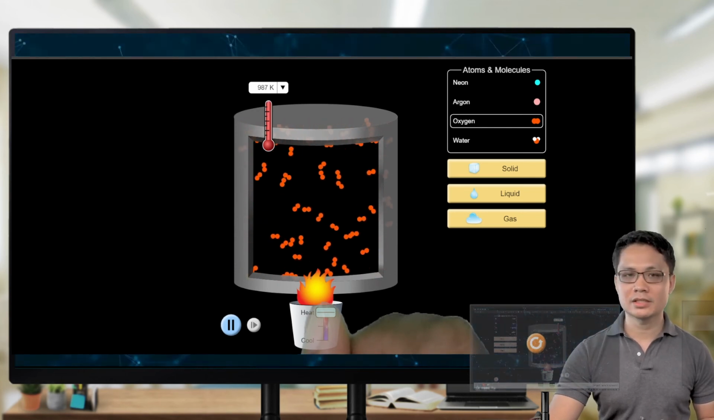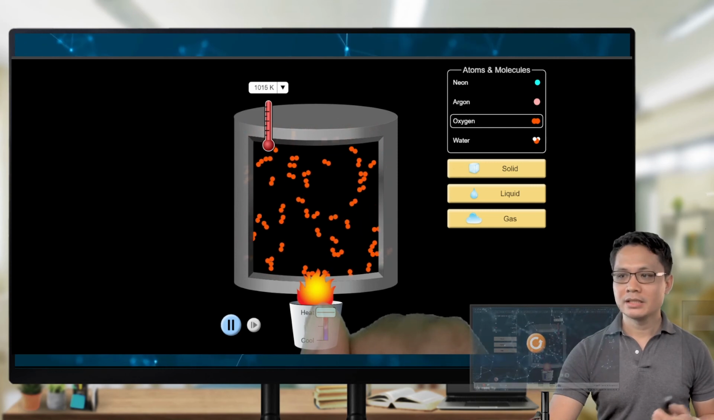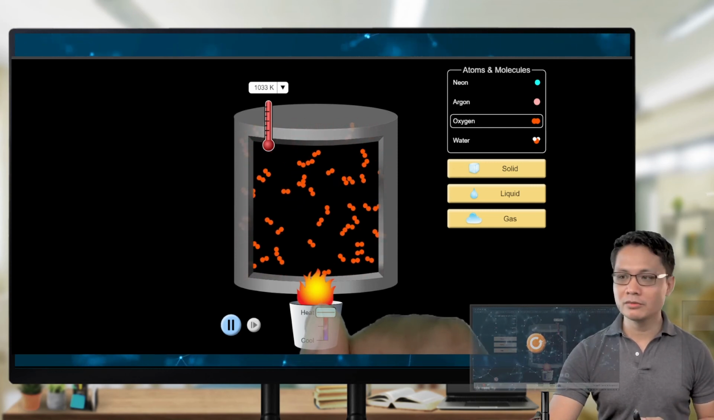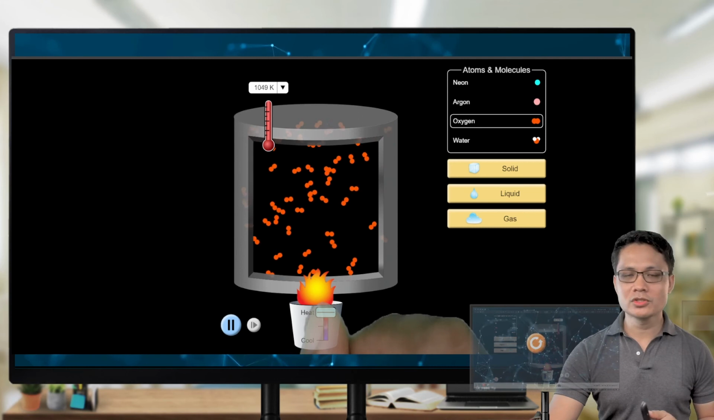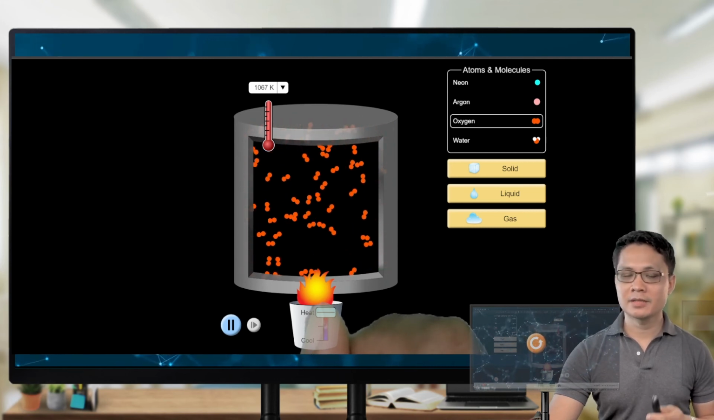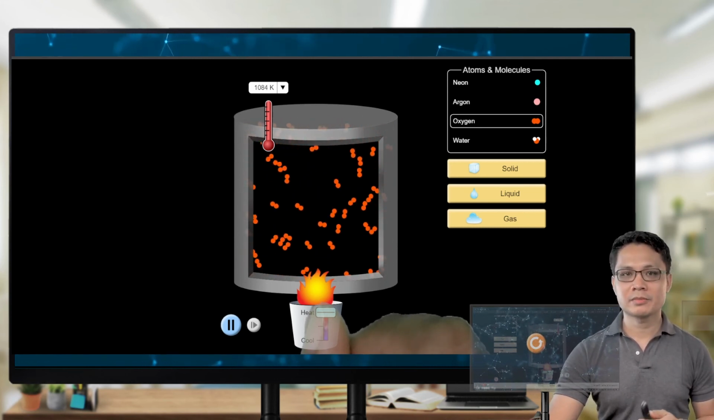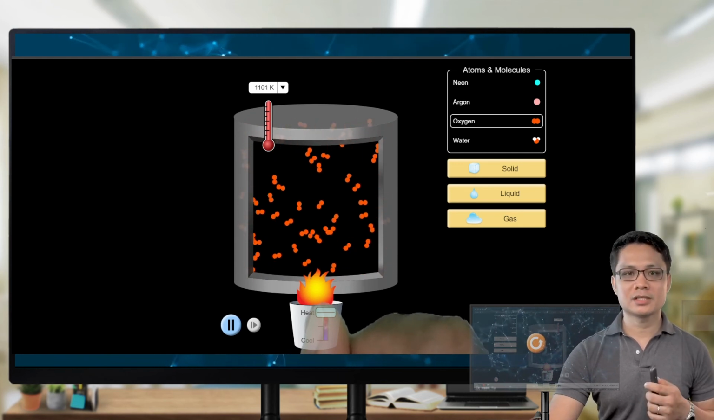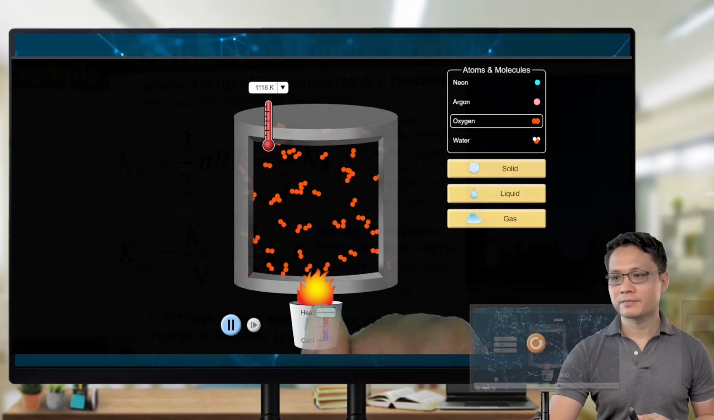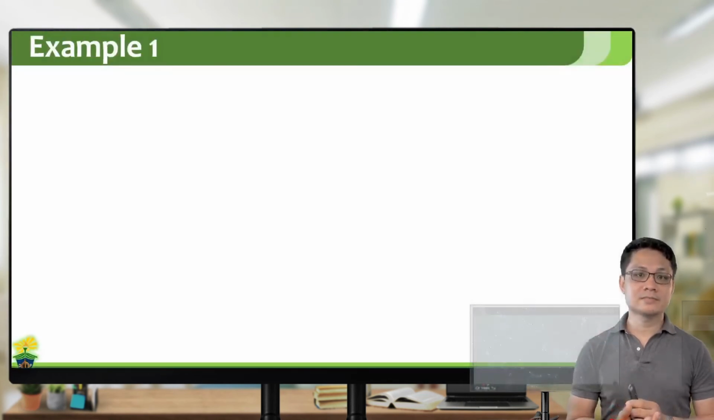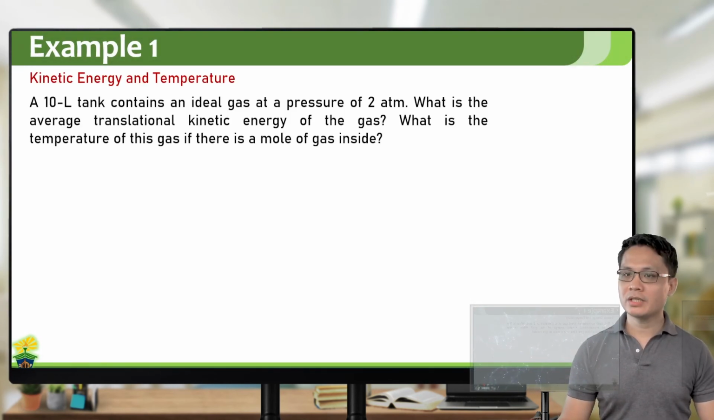Now we are at around 1000 Kelvin. And it became obvious that the motion of these particles has become more random. Some are spinning faster, some are translating faster. Let's solve some examples. Here we have a 10-liter tank containing an ideal gas at a pressure of 2 atm. What is the average translational kinetic energy of the gas?